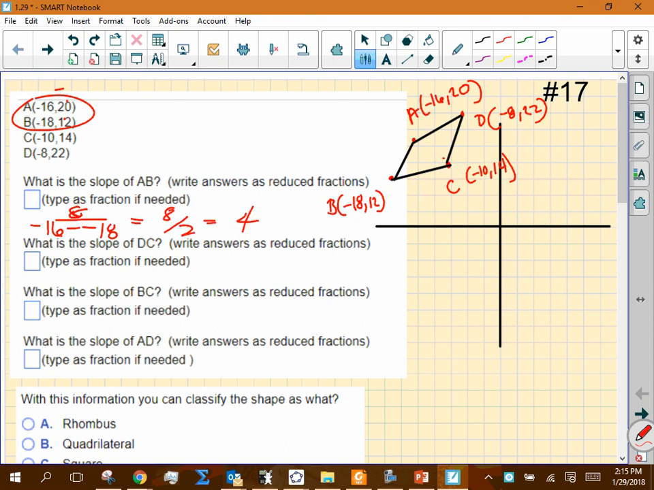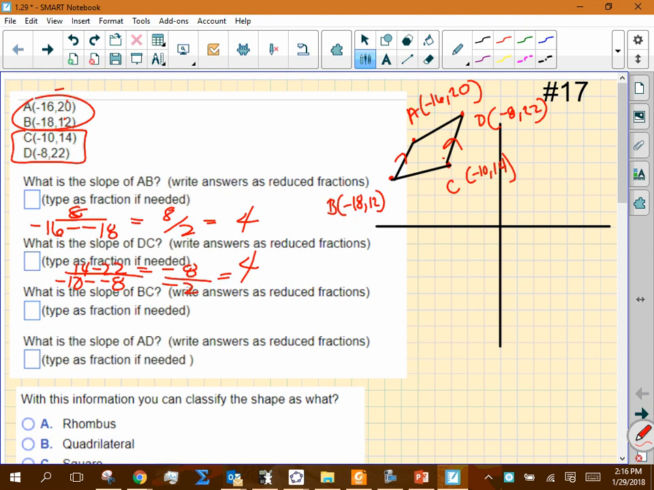Now it says, what's the slope of DC? DC is going to be these two ordered pairs. Let's subtract the y values. What's 14 minus 22? Negative 8. Now negative 10 minus negative 8. What's that? Negative 2. What's that reduced to? 4. This is the reason for my picture. I've just found two slopes. If I don't put this in my picture, I don't really gain what those slopes are telling me. We just figured out that AB and CD have the same slope, so those two sides are parallel.